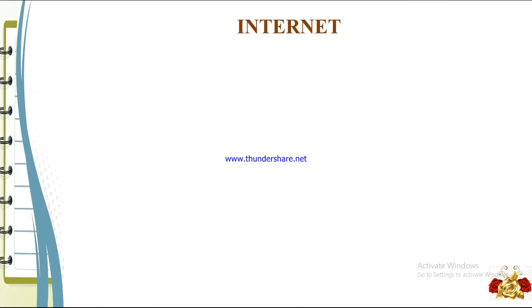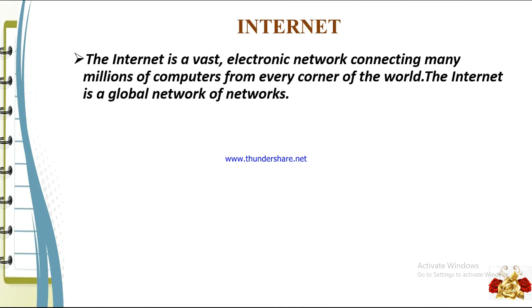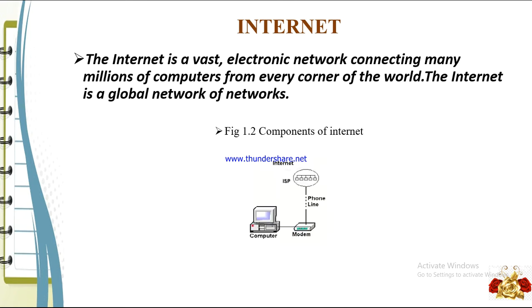Next, what is meant by the internet? The internet is a vast electronic network connecting many billions of computers from every corner of the world. The internet is a global network of networks. Normally, to use the internet we need a modem, computers, and ISP lines. These are the components of the internet.